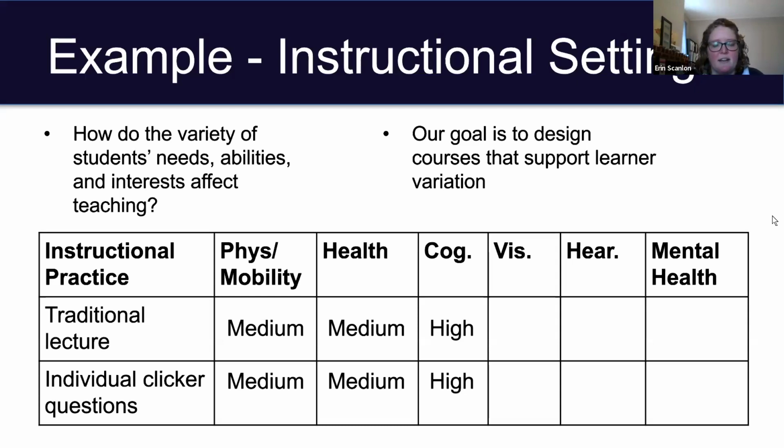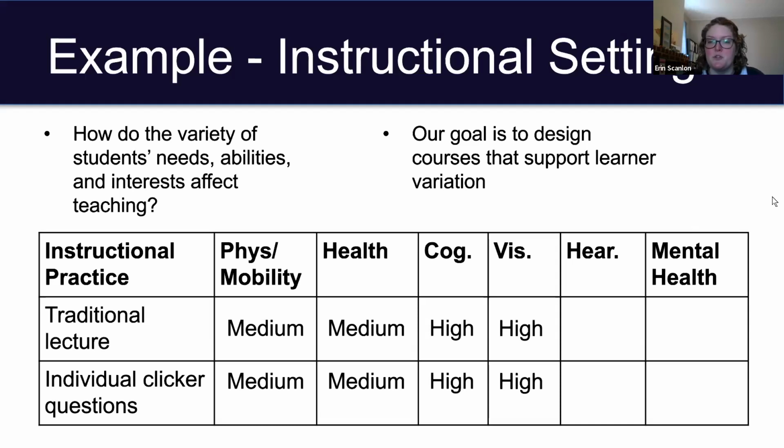If we look at the cognitive dimension, both traditional lecture and individual clicker questions would load high on that dimension because we're asking students to do a lot with their brains, right? We're asking them to pay attention, to connect the new information to other information that they already have, to answer questions, to think through a thought process, right? So both of these instructional strategies would be high on the cognitive dimension.